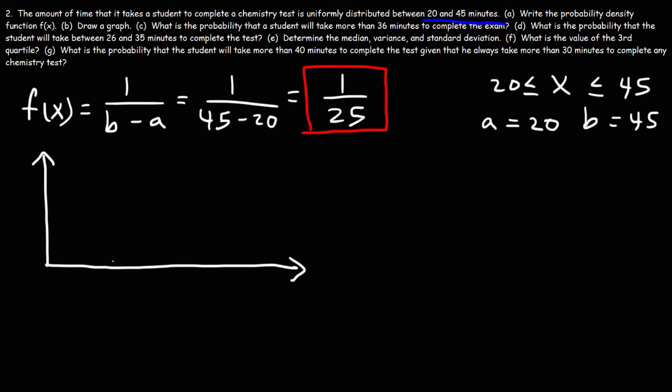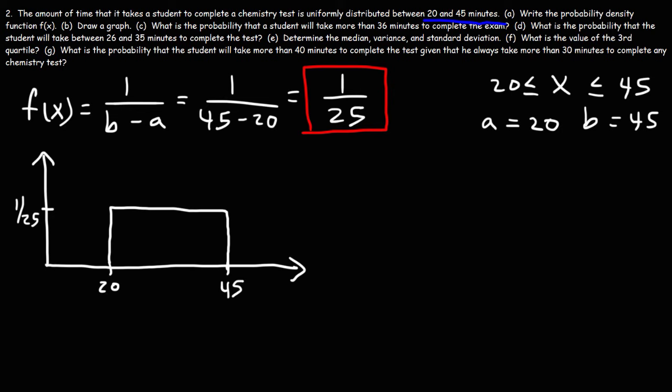Now a is 20 and b is 45. And let's say this is f of x, which is 1 over 25. All we need to do is draw a rectangle between 20 and 45. So that's it for part B.